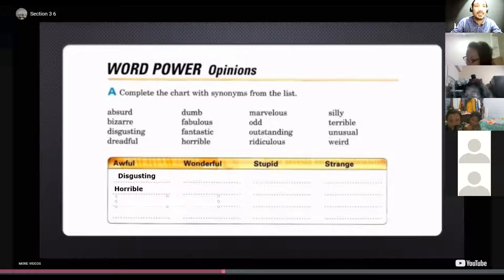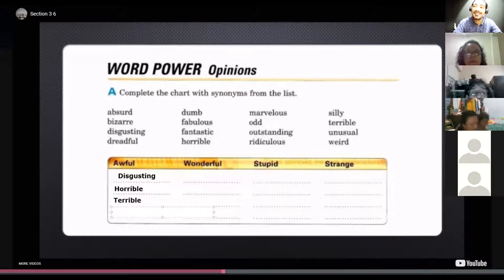Terrible. Where's terrible? Yeah, there it is. Okay. Thank you. Any other? Dreadful. That's dreadful. It's terrible. I know, it's strange, no? Dreadful goes under, what do you think, guys? I think dreadful goes in both. It all depends on the context, right? It depends on the context. Okay. Wonderful.